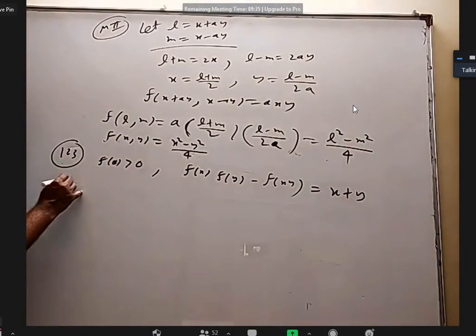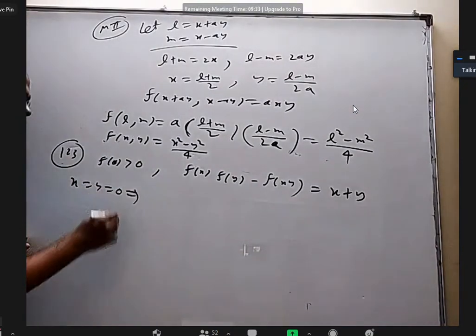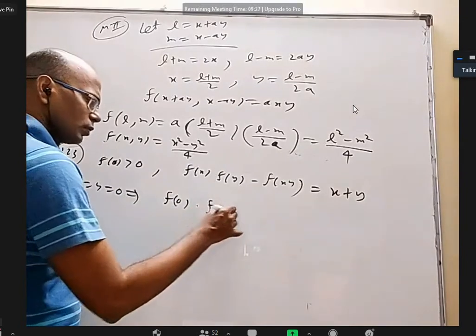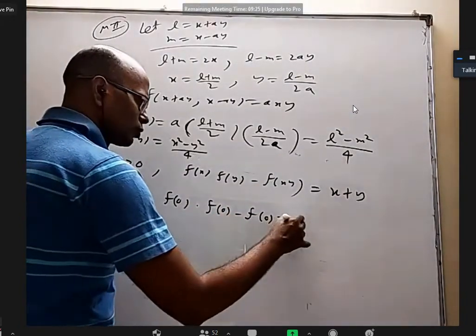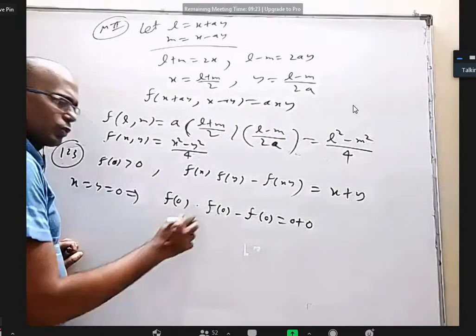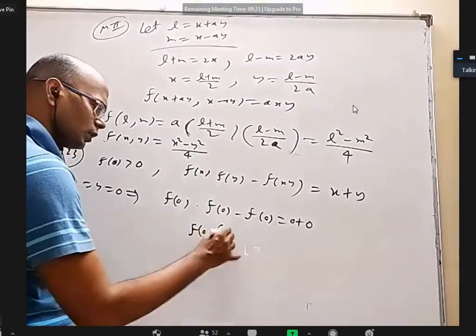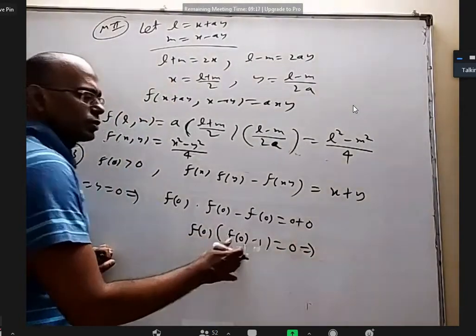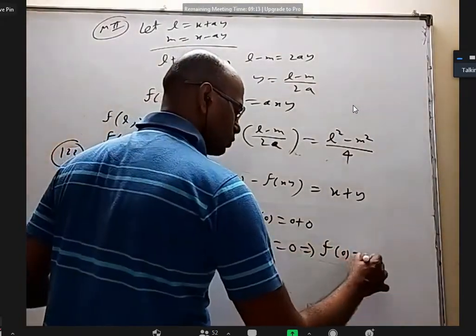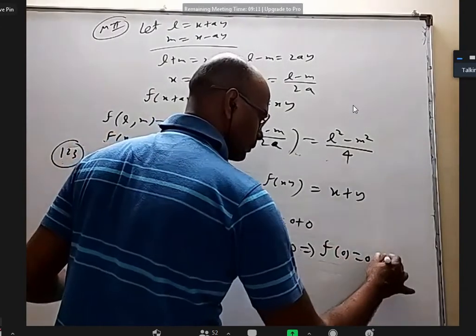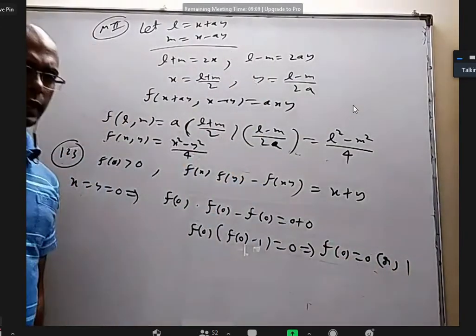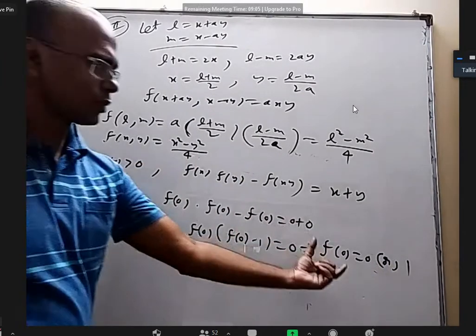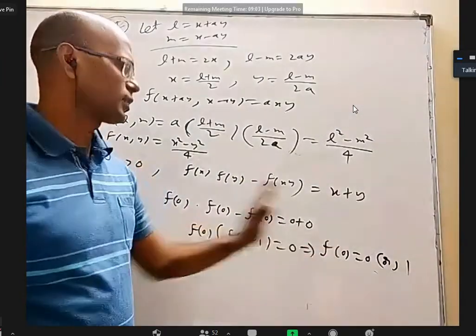For example, if I put x equal to y equal to 0, it will give me f of 0 into f of 0 minus f of 0 equal to 0 plus 0. This is f of 0 whole square. I can take f of 0 common. I'll get f of 0 times (f of 0 minus 1), and right side is 0. Either this is 0 or this is 0. So I'll get f of 0 equal to 0 or 1. I can take f of 0 as 0, but in the question they said f of 0 is greater than 0. That's why that case I am not taking. But I can analyze what will happen in that case later.